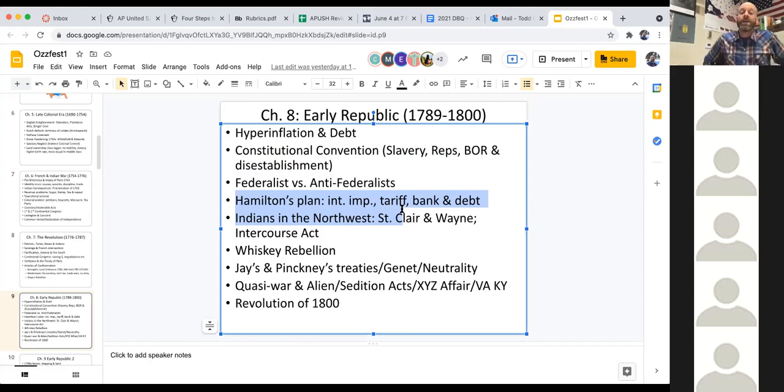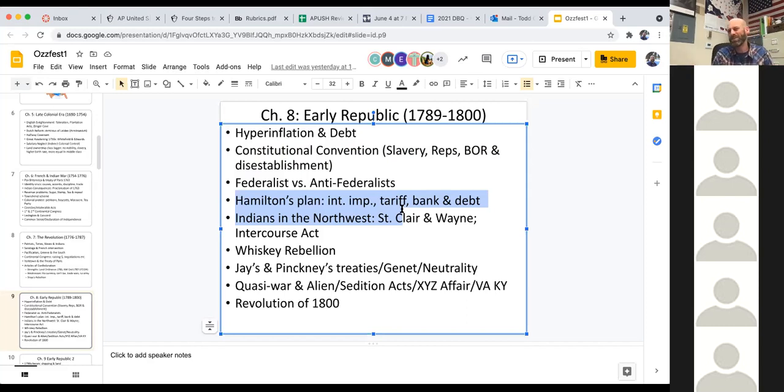So Hamilton's plan for the new country in 1791 under this new government was a three-point plan. Number one, we need a national bank. We need to put revenue, our tax money, into a national bank that can then loan money out and create more wealth, stabilize currencies, and regulate our trade in our currencies.